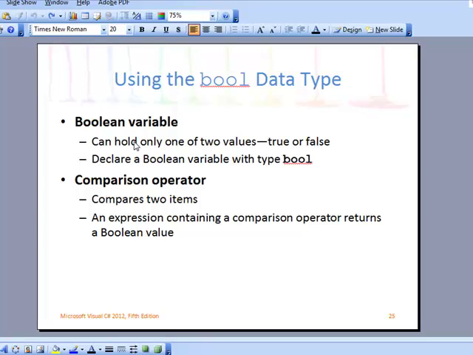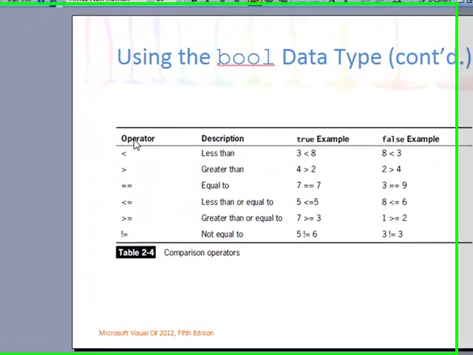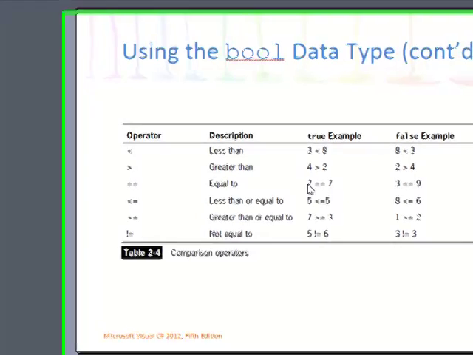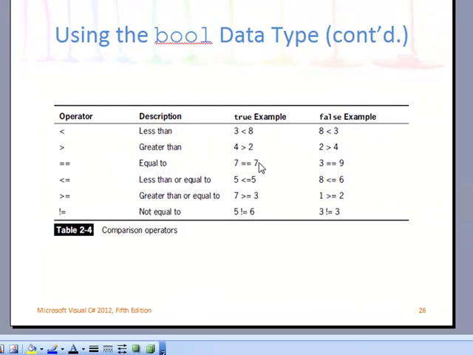Boolean value, true or false, yes or no. These symbols, the operator: this lazy L means less than, this greater than symbol, and this means equal to. Not just one equal sign, but two equal signs means equal to. So 7 is equal to 7, this is true. 3 is equal to 9, this is not true. Okay.